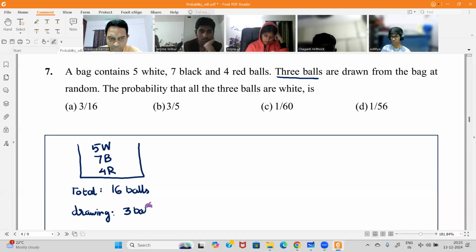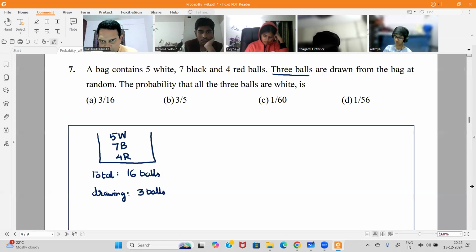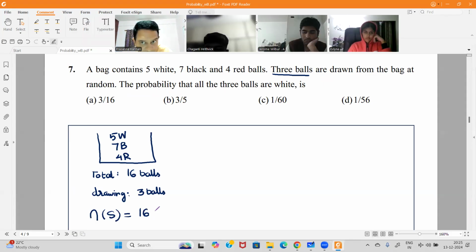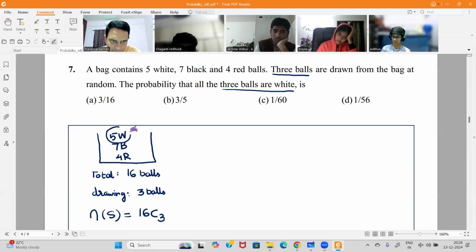Yeah. So we are drawing 3 balls, right? So now, what is going to be the total number of ways in the sample space, n of s? From 16, we are drawing 3. So how do I write it? 16C3, sir. Perfect. Okay. Now, I want all the 3 balls to be white, right? That means all the 3 white balls have to come from what? White balls. So what is n of a? Can you tell me? 5C3, sir.